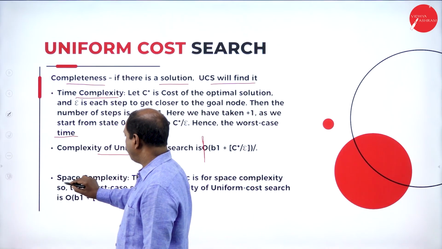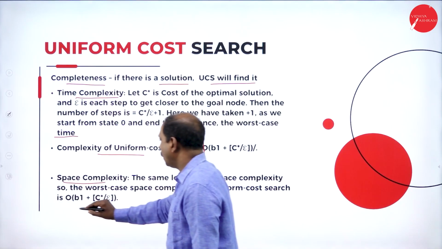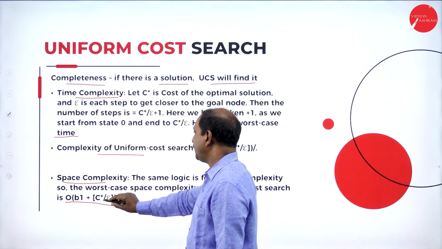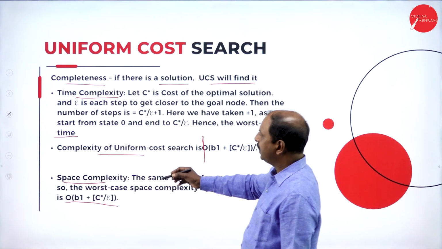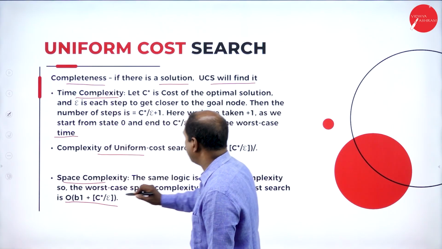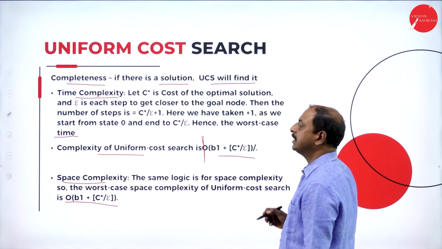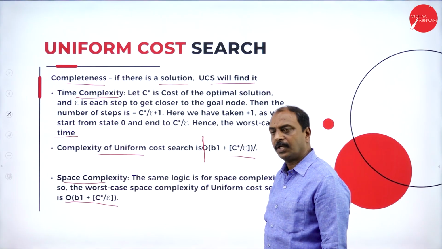What is the space complexity? Space complexity we refer to as order of B plus C star slash sigma. So in this example, the time complexity and space complexity are almost the same. So this is the uniform cost search algorithm.